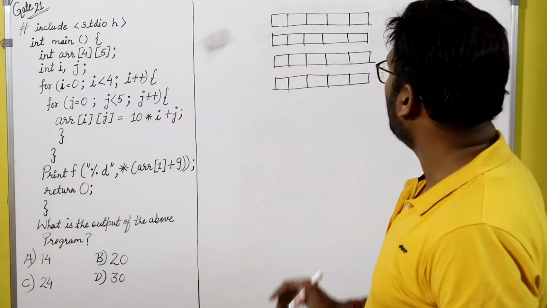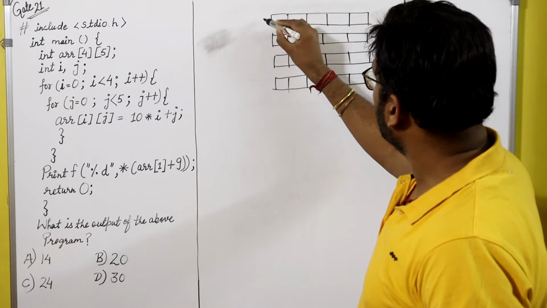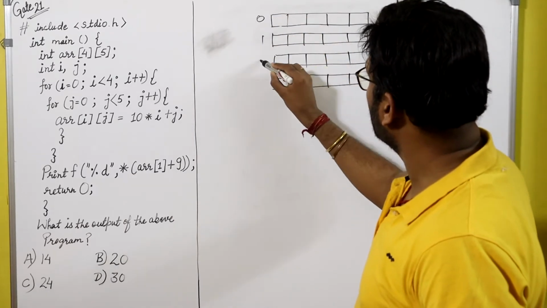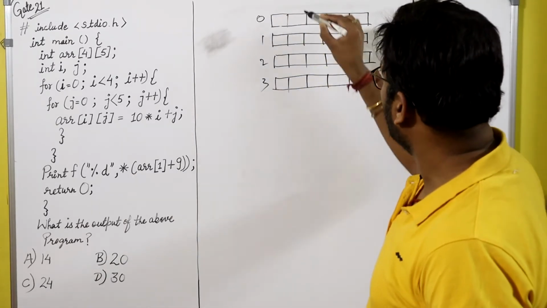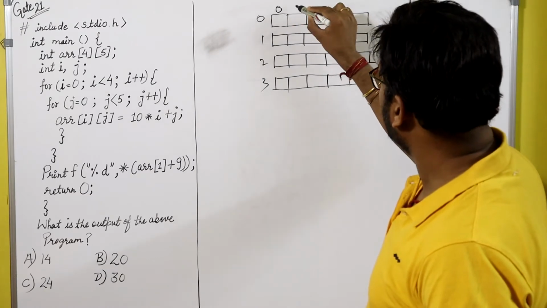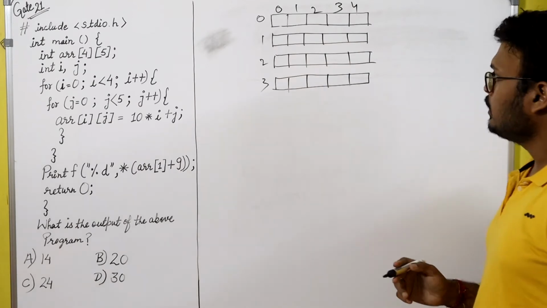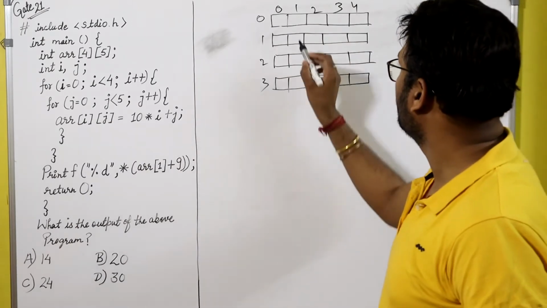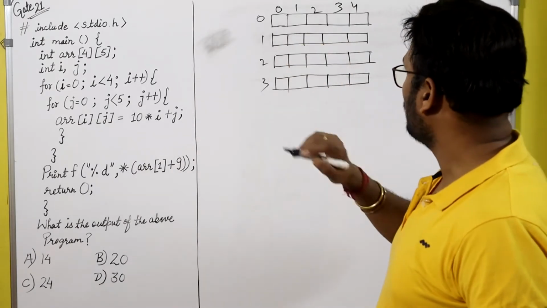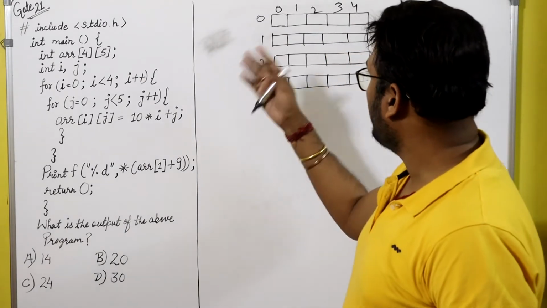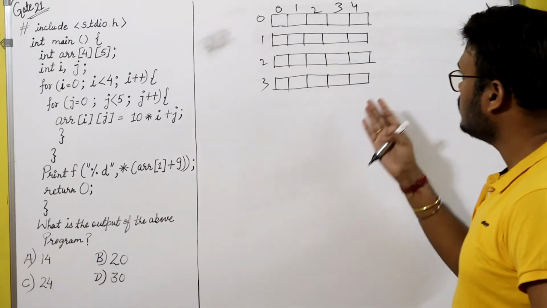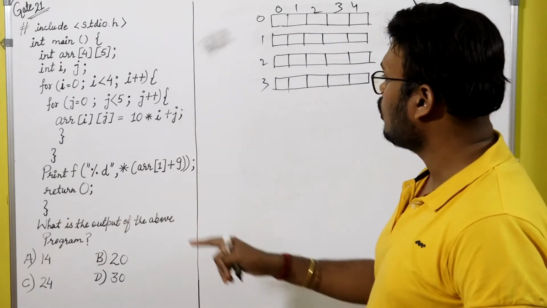So let's write the index. It's the 0th row, the first row, the second row, the third row. And let's write the column numbers: 0, 1, 2, 3, 4. It's a simple matrix concept that you have studied in class 12. So, let's fill these rows and columns.